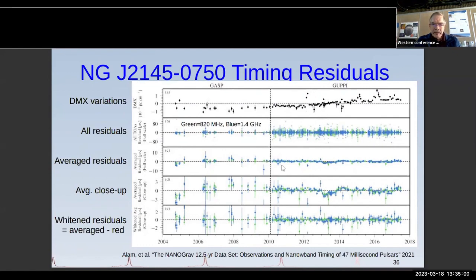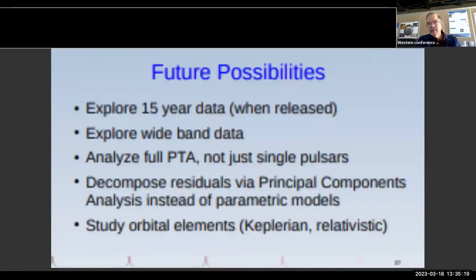Then they average down the data. The residuals are getting very small, and then they subtract the red noise model from the average to get the whitened, and it's nice and flat. So again, no big red noise model there. Those are the 3 pulsars I did. I did not even want to think about trying the whole pulsar timing array.